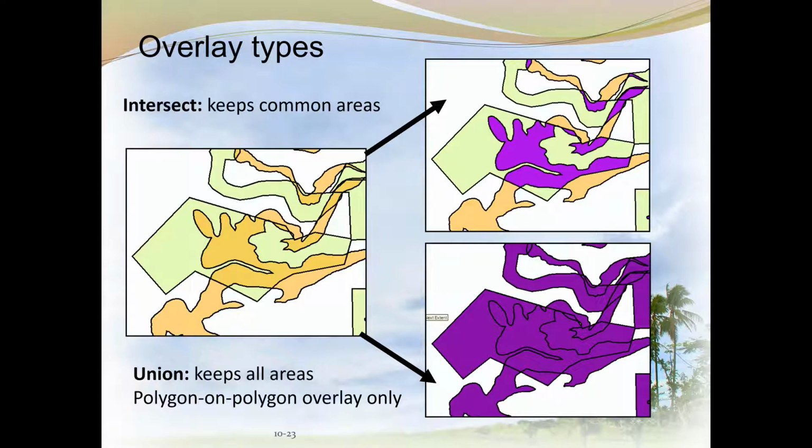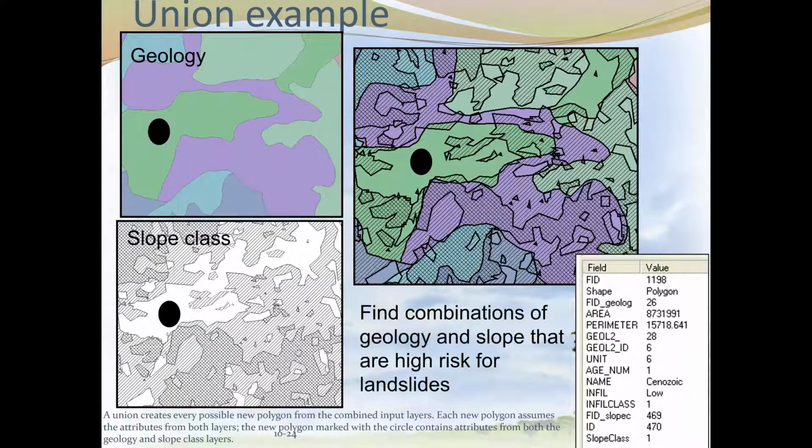So for intersect, we keep common areas. But for union, we keep everything. So keep all areas; polygon to polygon overlay only. So this is an example for union. A union creates a new polygon from the combination of features in two polygon layers.